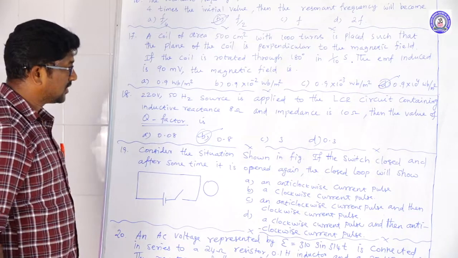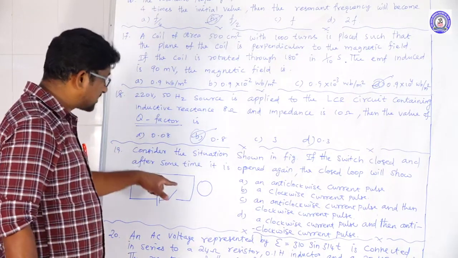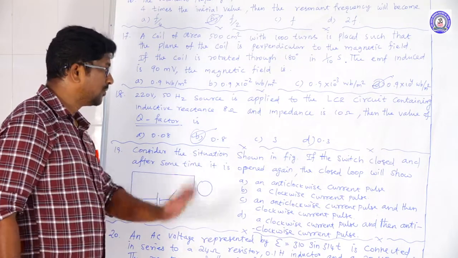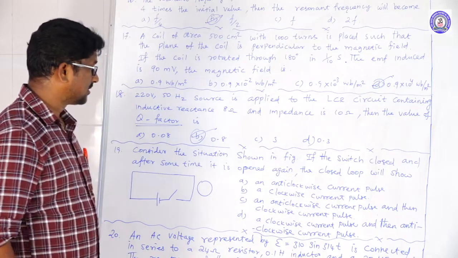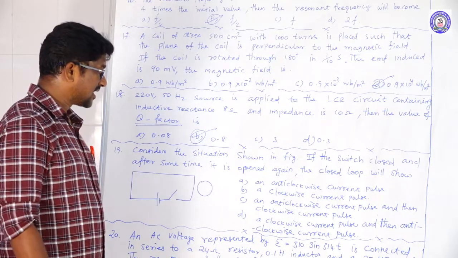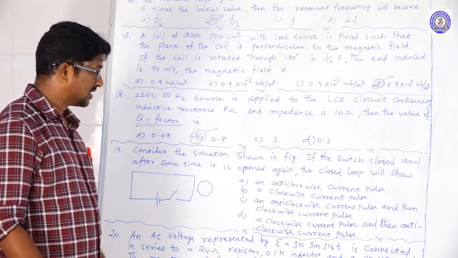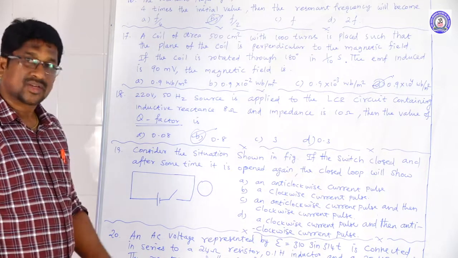Consider the situation shown in the figure. If the switch is closed and after some time it is opened again, the closed loop will show: Option A, an anti-clockwise current pulse. B option, a clockwise current pulse. C option, an anti-clockwise current pulse and then a clockwise current pulse. And last option, a clockwise current pulse and then an anti-clockwise current pulse.